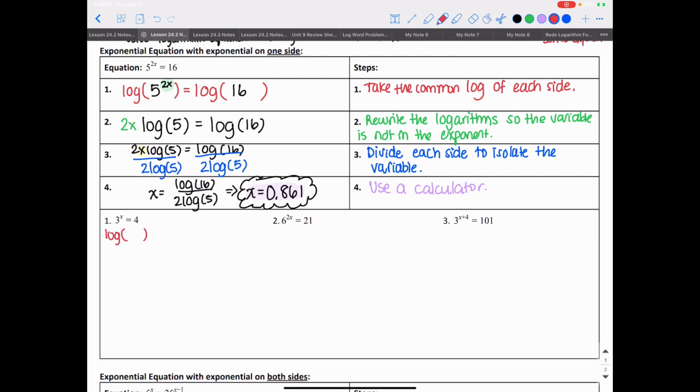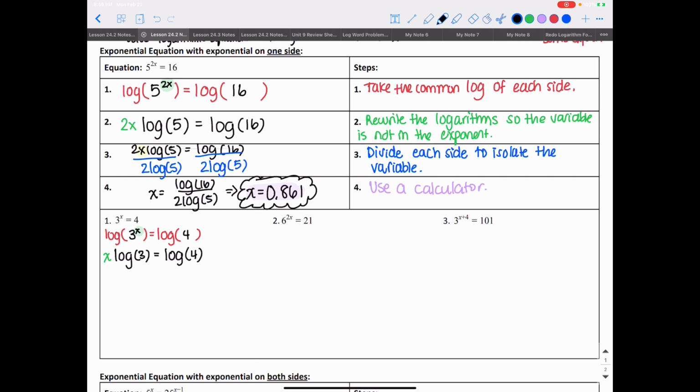So I'm going to do log of 3 to the x power is equal to log of 4. From there, I'm going to rewrite the logarithm so the variable is not in the exponent anymore. So I'm going to write x to the left, and I'm going to have x times log of 3 is equal to log of 4.